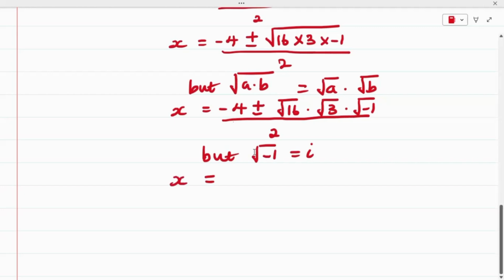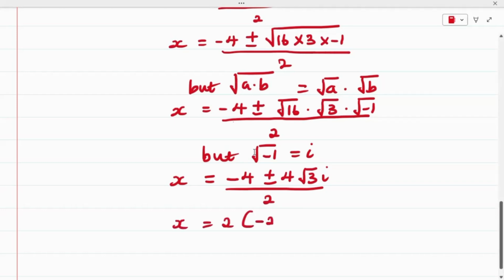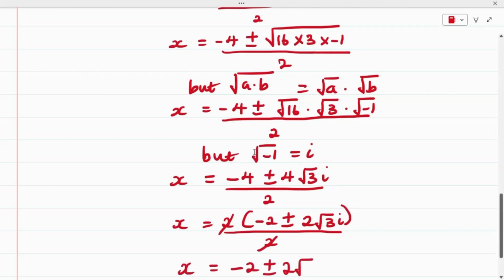So we have x equals minus 4 plus or minus the square root of 16, which is 4, multiplied by the square root of 3, and the square root of negative 1 is i, divided by 2. If you factor out 2, we have minus 2 plus or minus 2 into the square root of 3 i, divided by 2. So this cancels out, and we have x equals minus 2 plus or minus 2 into the square root of 3 i. So we have the other values of x.